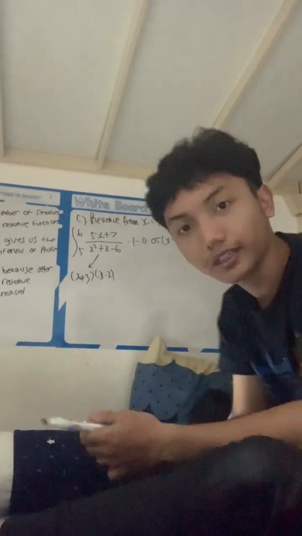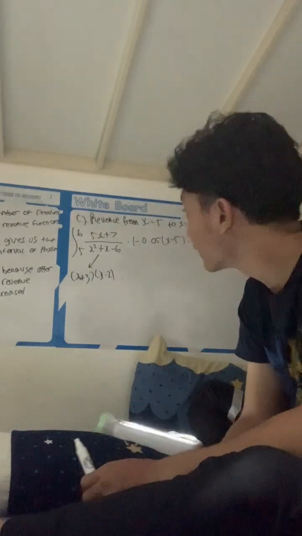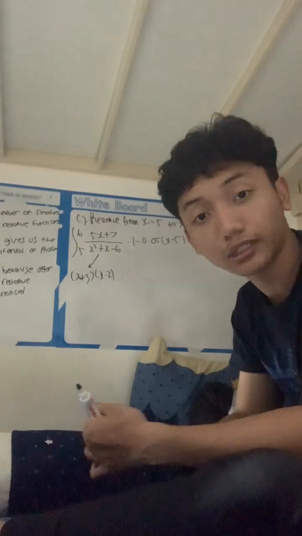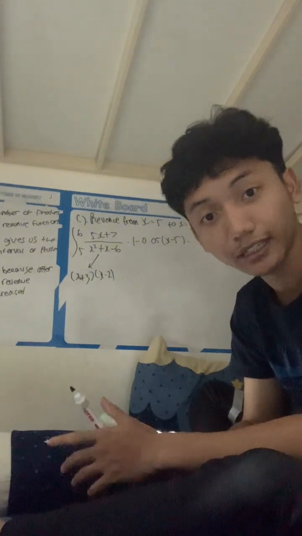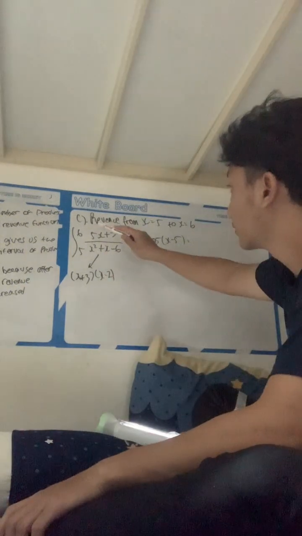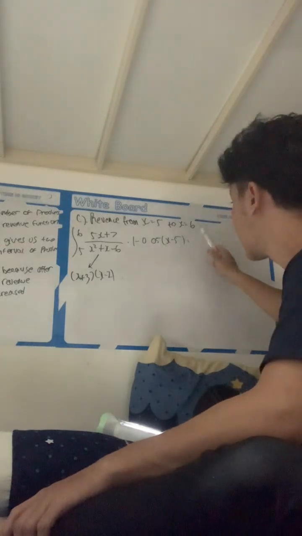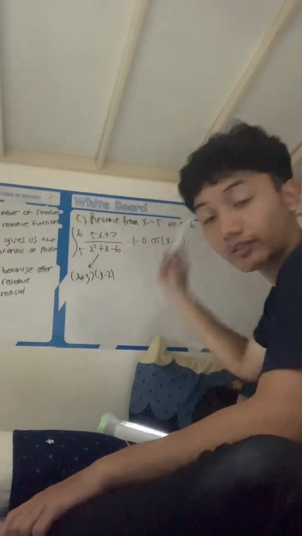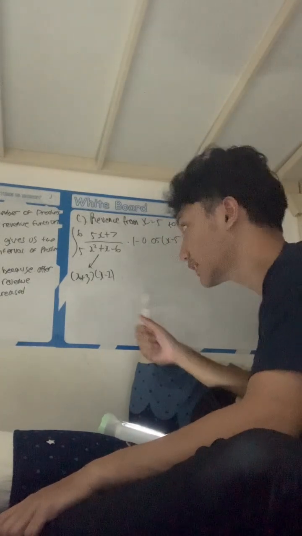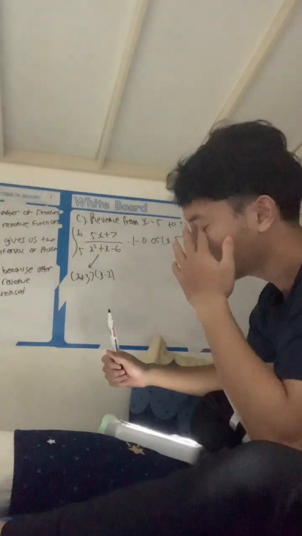Okay, so lastly we're going to finish the problem for number C, the second question. The revenue from x equals 5 to x equals 6, where the revenue is affected by the discount. So how do we do this problem?